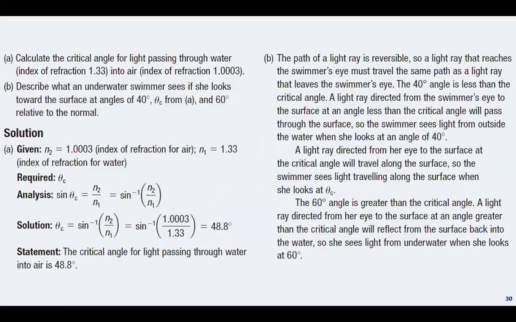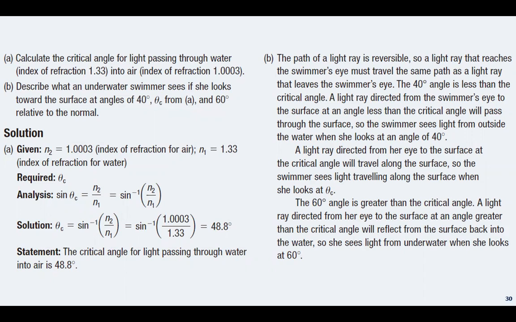All right, let's have a look at the solution together. Question A, according to the formula to calculate the critical angle, we know sin θc equals n2 over n1, right? Therefore, θc is arcsin of n2 over n1. To put all the values in, we have θc is approximately 48.8 degrees. So the critical angle for light passing through water into air is 48.8 degrees.